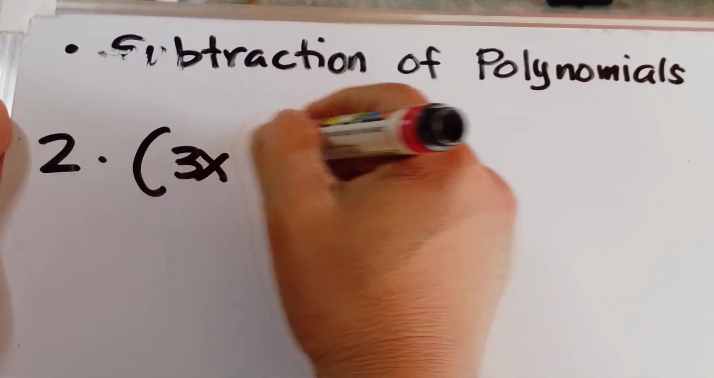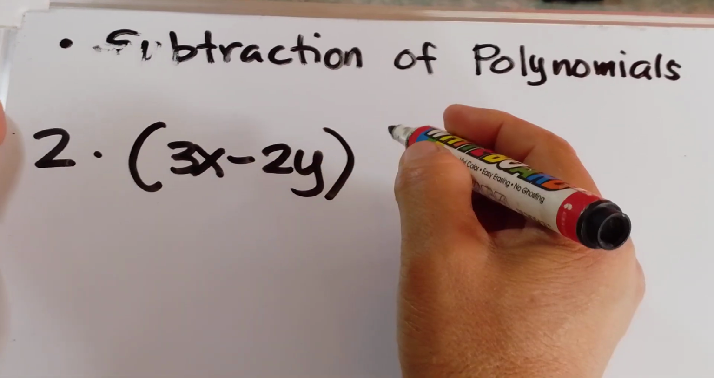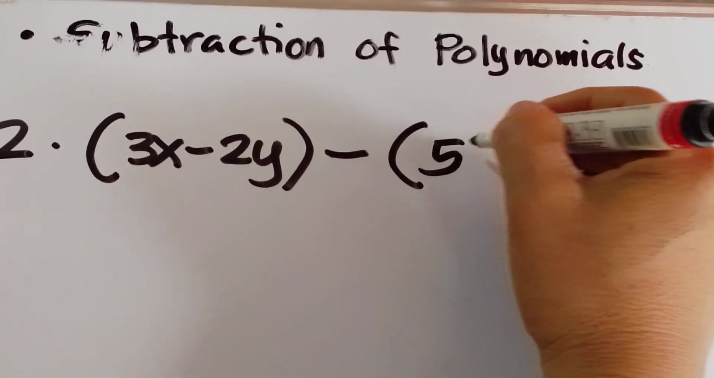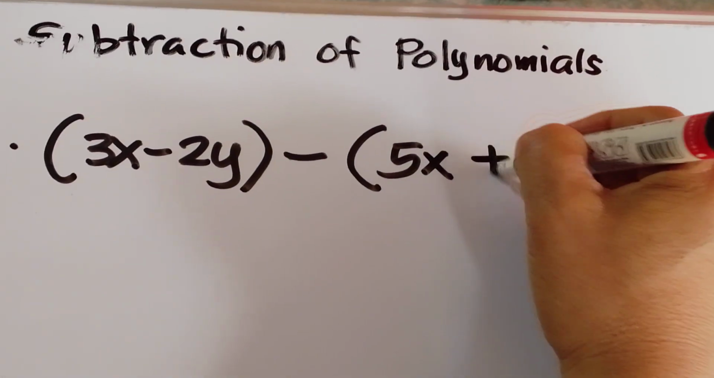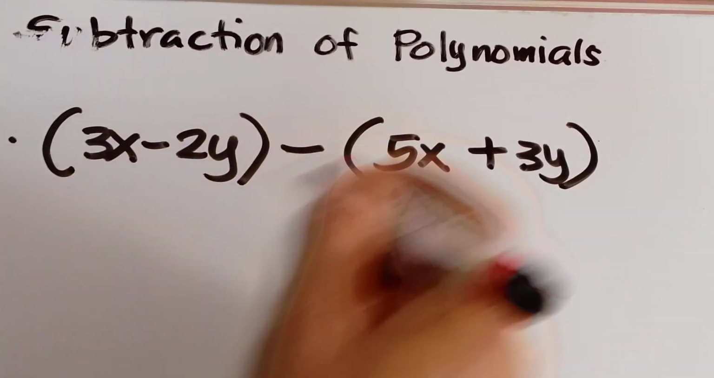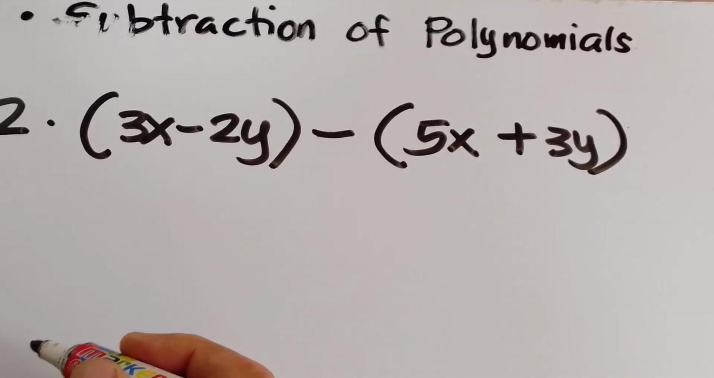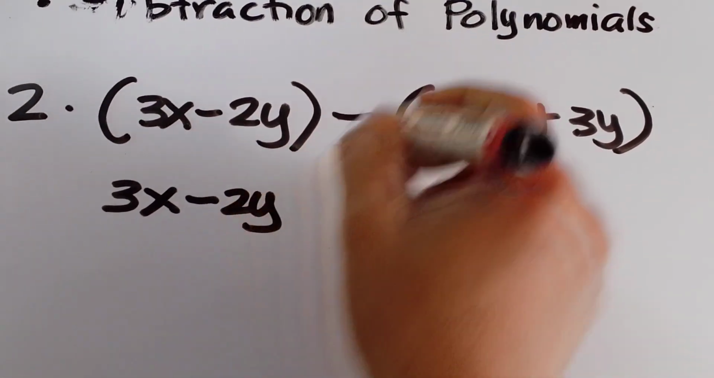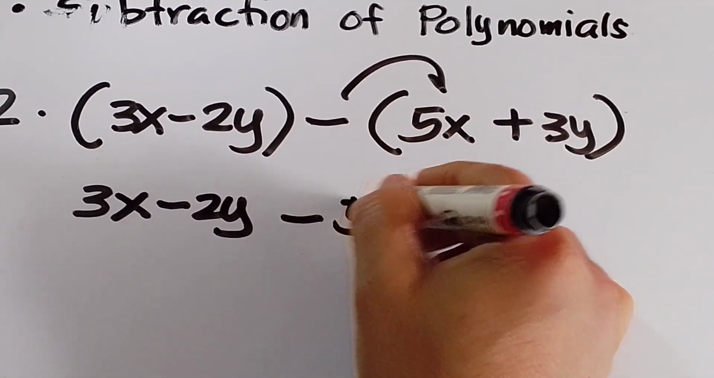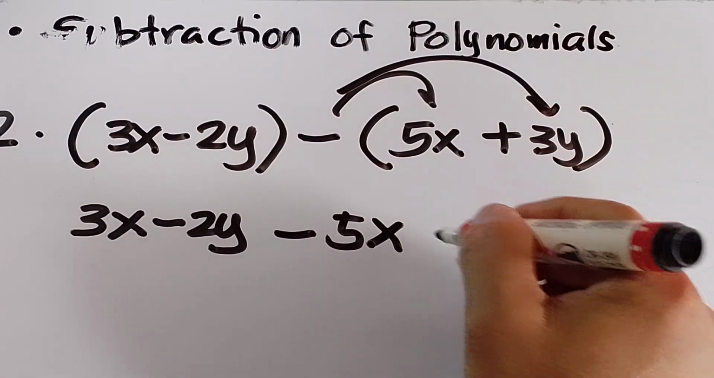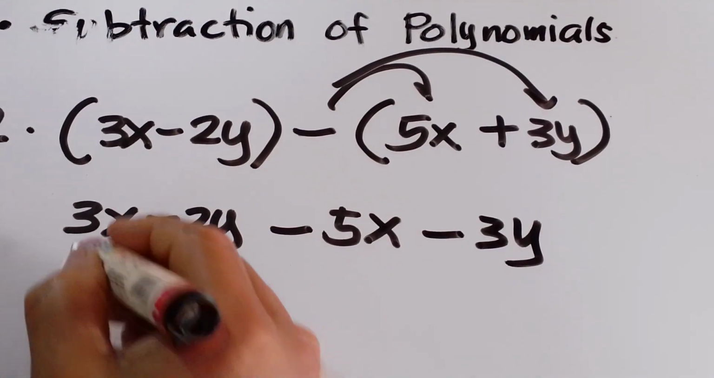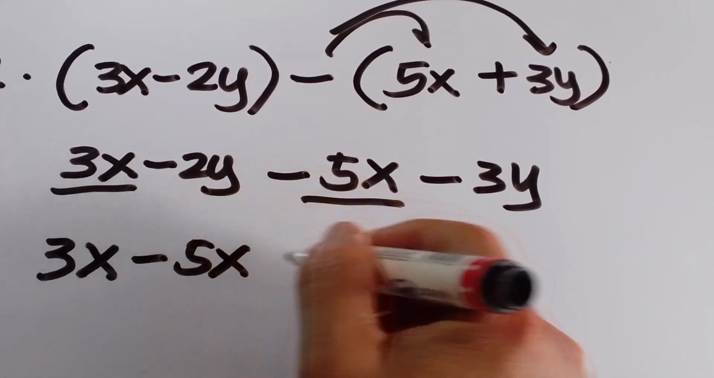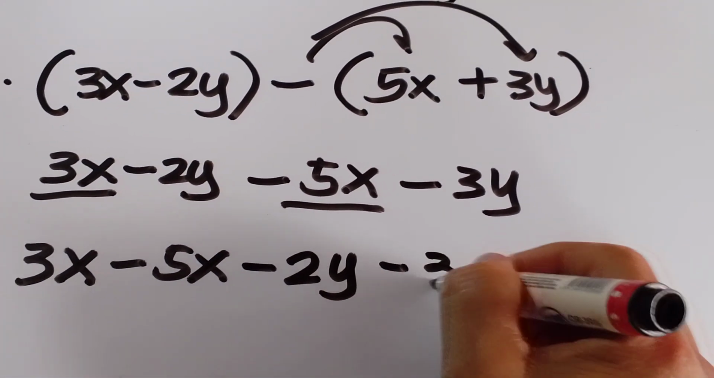(3x minus 2y) minus (5x plus 3y). The same, we have to remove the signs of grouping. So I need to copy this one, 3x minus 2y, and then distribute minus 5x, distribute minus 3y. So combine this one, 3x minus 5x, and then copy minus 2y, and then minus 3y.